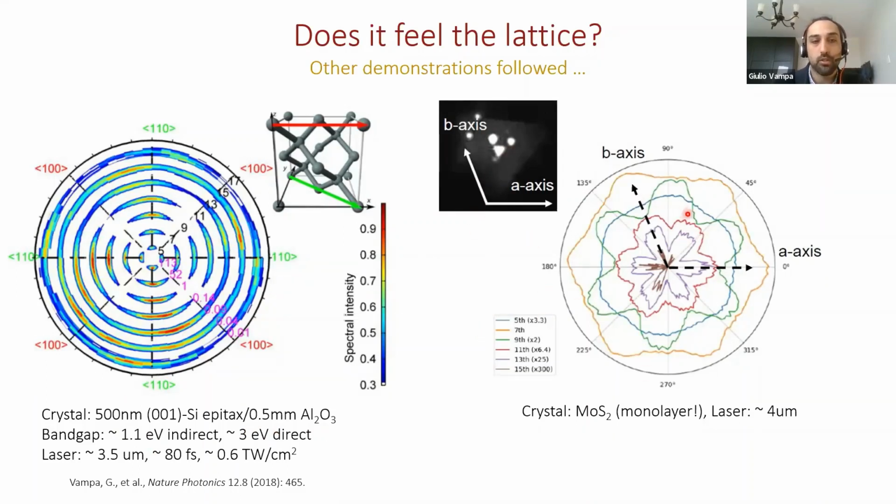Finally, one more demonstration. This was also recently taken in my lab. By no means are we the first to do molybdenum disulfide; David Reis also did this first. It's again the orientation dependence of a molybdenum disulfide crystal. This is a two-dimensional van der Waals crystal in the monolayer limit. And you can see this beautiful sixfold pattern, and also some interesting features where some harmonics have a maximum and others have a minimum. So definitely it feels the periodic potential.